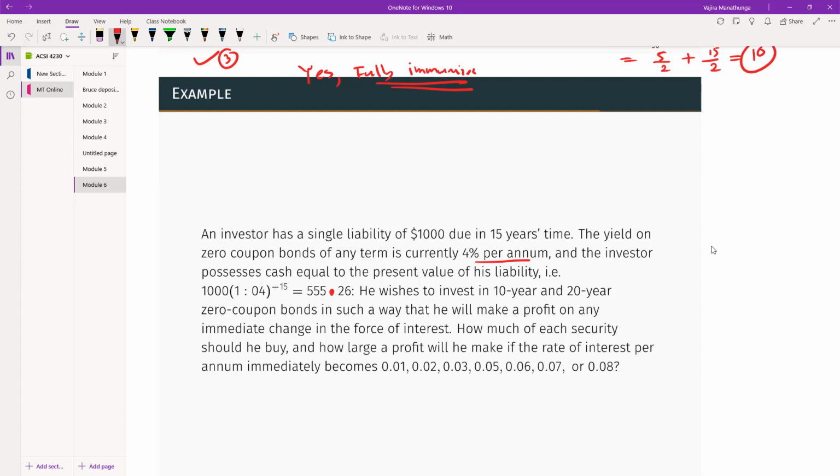He wished to invest in 10-year and 20-year zero coupon bonds in such a way that he will make a profit on any minor change of the rate of interest. How much of each security should he buy, and how large a profit will he make if the rate of interest changes to 0.01, 0.02, and so forth? So let's see what's going to happen. Okay, so here is time 0. Due in 15 years. So this is the liability. Liability due in 15 years, 1,000. Wish to buy 10 year and 20 year.